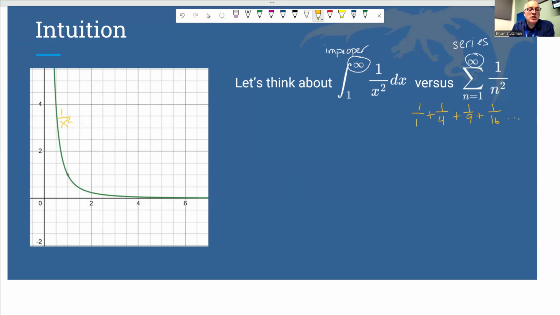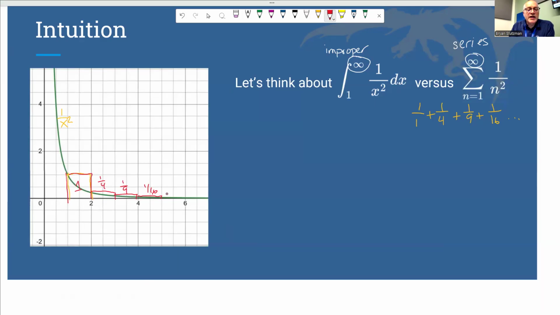So here is 1 over 1. That's the area of that first box. The second box is 1 over 4. And then 1 over 9. And 1 over 16, and so forth, going forever. They're kind of working in lockstep with each other.